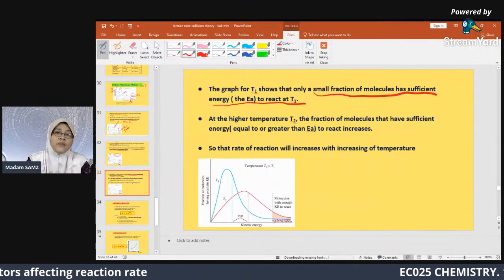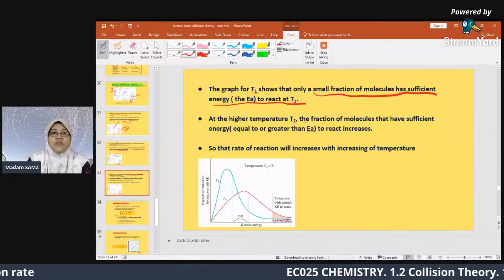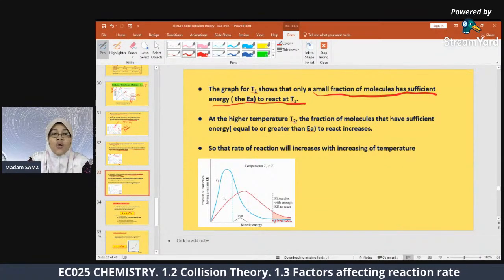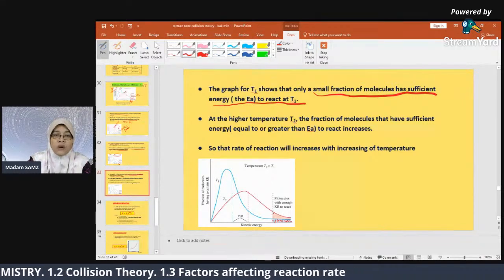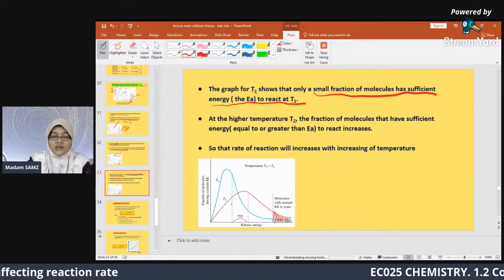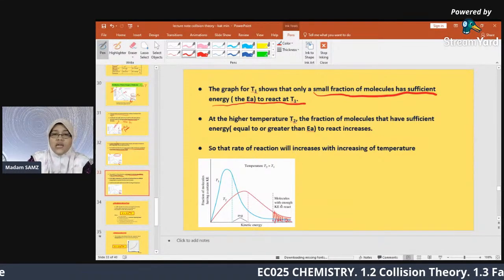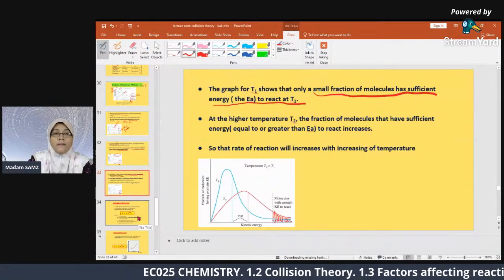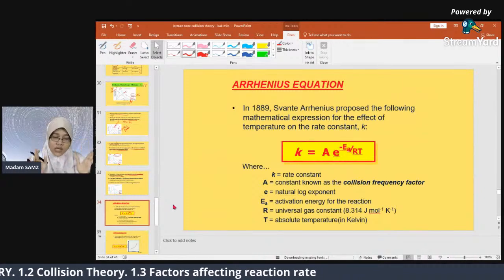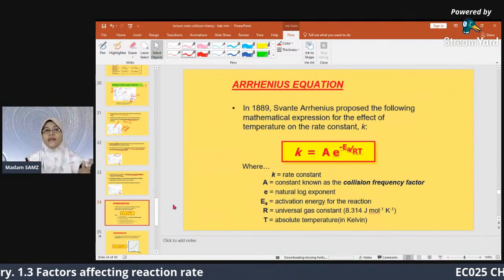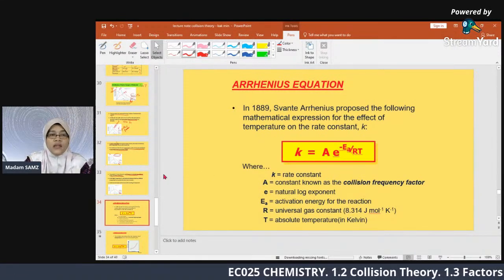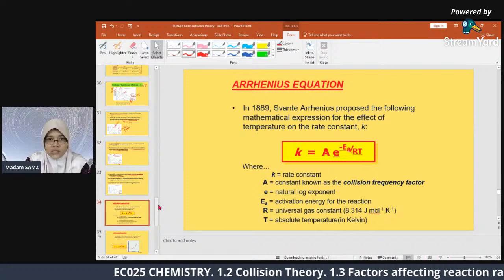So at the higher temperature of T2, the fraction number of molecules that have sufficient energy which is equal or greater than EA. So kat sini luas bawah graf yang merah ni lagi banyak. So luas bawah graf yang higher energy exceeding EA lebih banyak daripada yang T1. Alright, so itu adalah Maxwell-Boltzmann. You kena pandai lukis dan you explain one by one what mean the area under the curve. Alright. Again, we continue about the Arrhenius Equations.